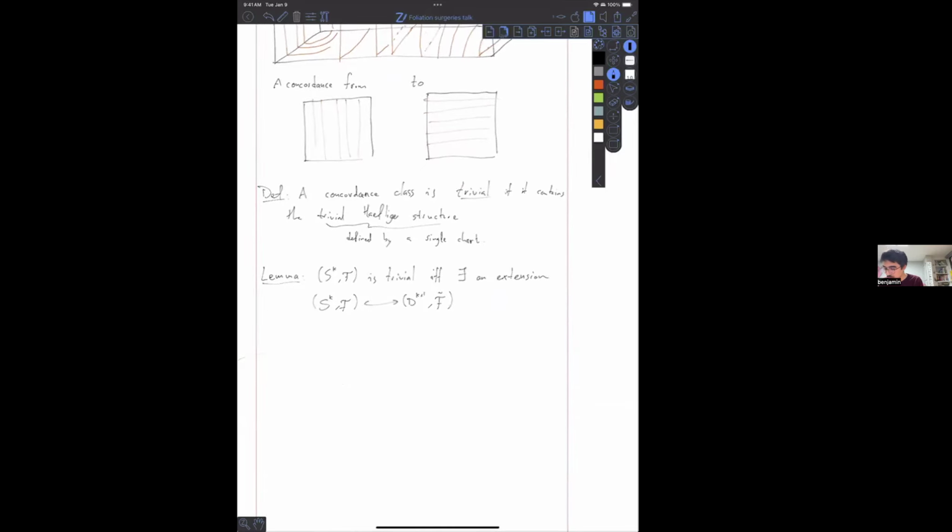So a little lemma, maybe to give you an idea. We have a foliation or Haefliger structure on the sphere. This is trivial if and only if it has an extension to the whole disk.